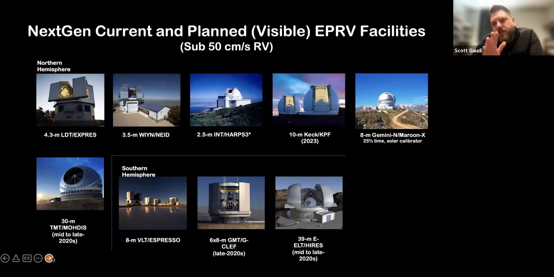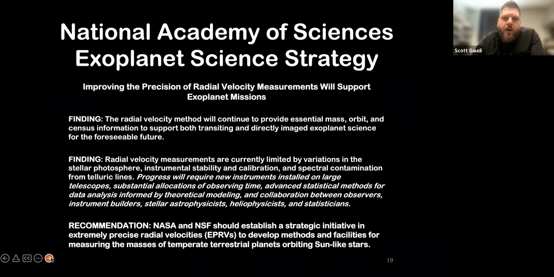Of course, the concern is to get down to sub 10 centimeters per second to really get Earth analogs around sun-like stars. And that means really controlling not only your instrument systematics, getting enough photons and cadence, but also being able to suppress or mitigate the stellar variability, which is going to be of order meters per second rather than 10 centimeters per second.